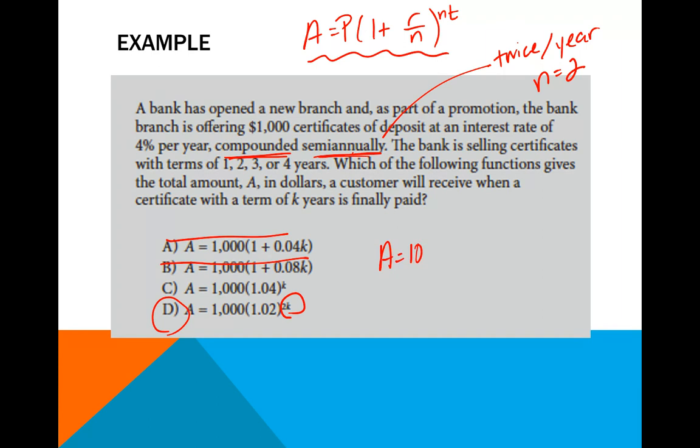So my initial principal is that $1,000. 1 plus my rate of 4%, so that's 0.04, divided by the number of times per year it's compounded, so twice, and then 2 times t, which in this case, like the last one, we're using k instead. So the only thing I need to do here is just simplify this fraction. So I've got 1,000 and then 1 plus 0.02 to the 2k, and then I can add this together to get the 1.02.